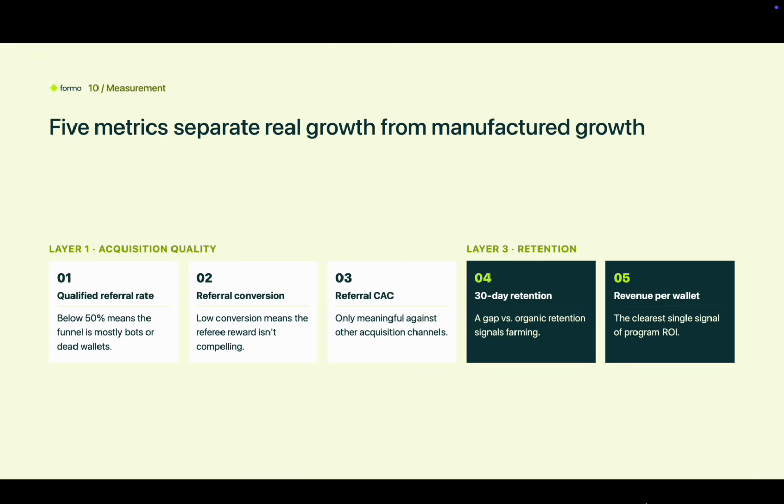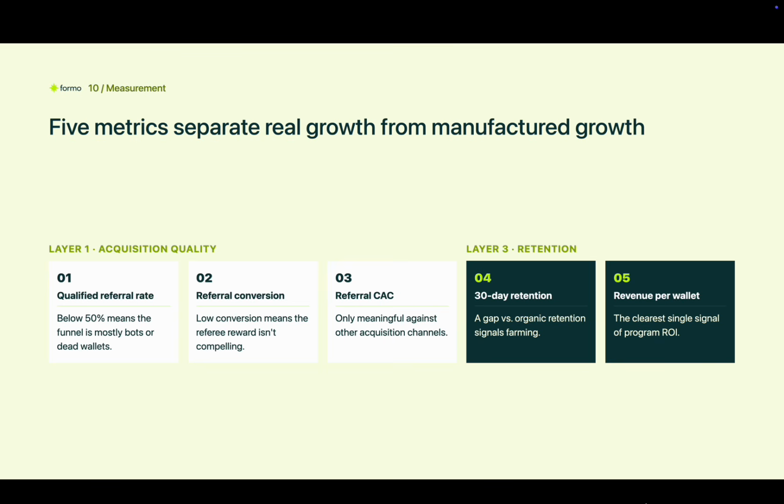Once the program is live, the next question is measurement. There are 5 metrics I would prioritize. First, qualified referral rate. This tells you what percentage of referred wallets pass your eligibility criteria. Second, referral conversion rate. This measures how many referred wallets complete the qualifying action. Third, referral CAC. This tells you how much you're spending to acquire an activated referred wallet, and it becomes useful when you compare it against other acquisition channels.